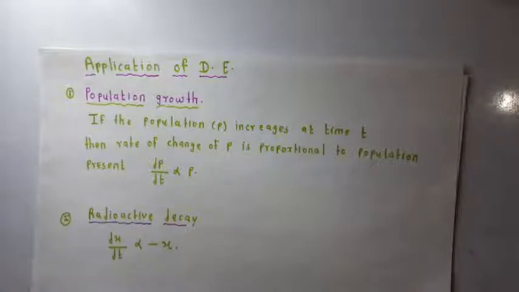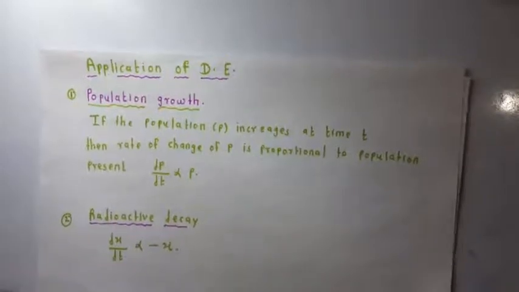Then in chemistry you find the half-life period or radioactive decay. To calculate radioactive decay, we also use differential equations. The third application is Newton's law of cooling. In physics also, while solving problems on Newton's law of cooling, we use differential equations. So let us see how we use them.